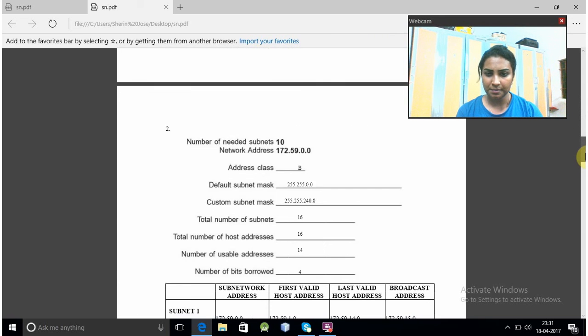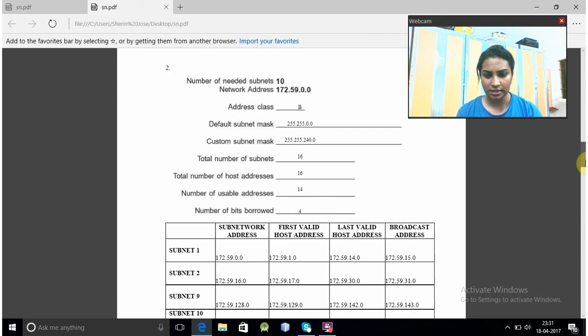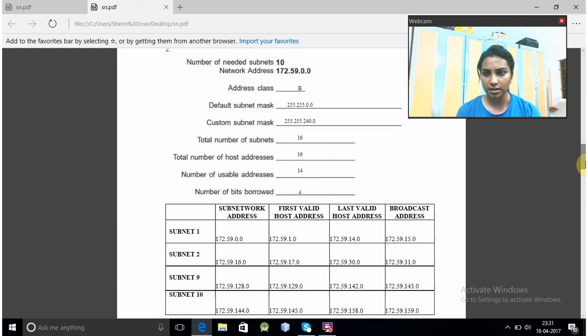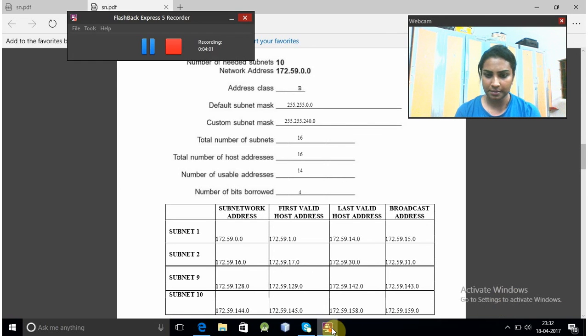So this is about subnet masking. It goes on similarly for the other examples also. So this is about subnet masking. Thank you.